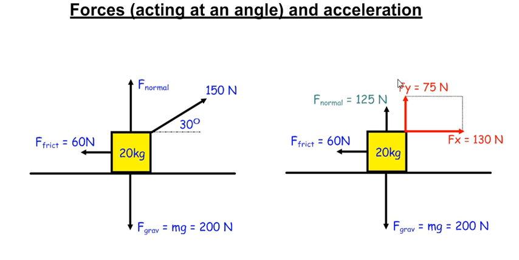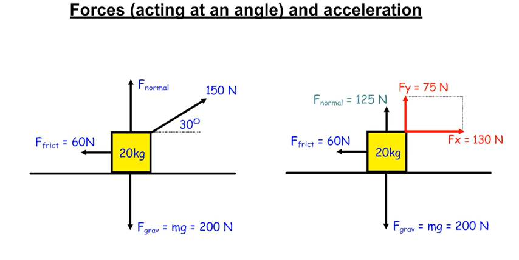While the vertical forces are balanced, the normal force being 125 plus the upward component of the 150 Newton force being 75, that makes 200 newtons. Gravitational force is also 200 newtons. The horizontal components are unbalanced. That means that there is a net force acting towards the right. Since the x component is 130 newtons, that's bigger than 60 newtons. So since there is a net force to the right on the 20 kilogram mass, Newton's second law states there will be an acceleration to the right.